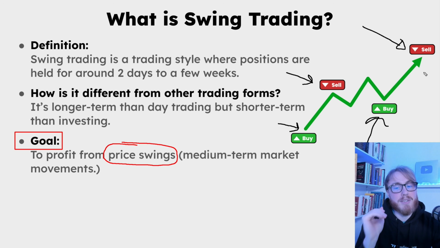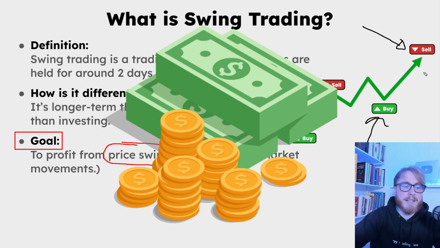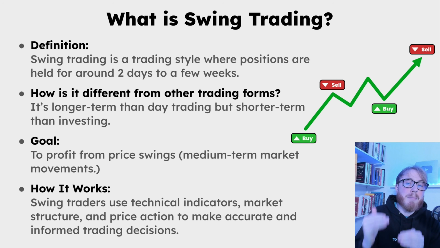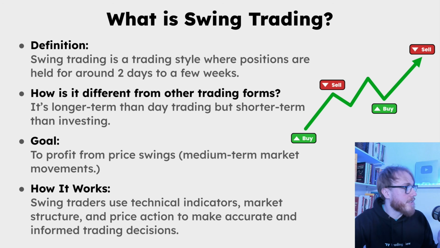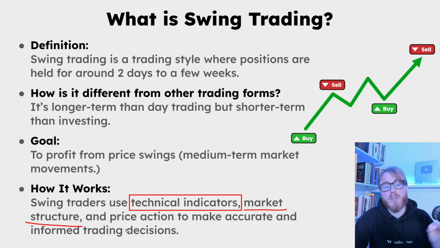But the goal as a swing trader is to be right most of the time and, over a large amount of trades, make money. But now then, how does this work? How can swing traders find high probability and good trading opportunities to make money? Well, swing traders use a wide variety of tools. They use technical indicators. They use a concept called market structure. This is very, very important, and we will talk quite a bit about it in this video. And they also use something called price action.